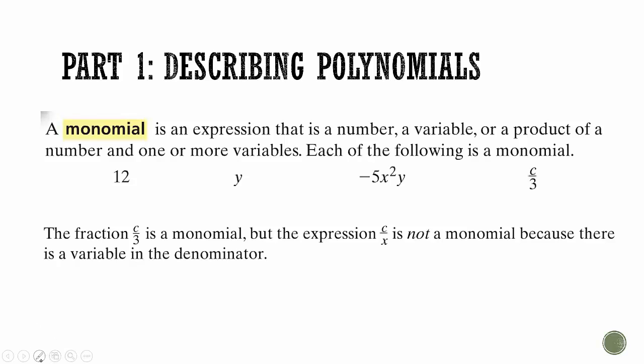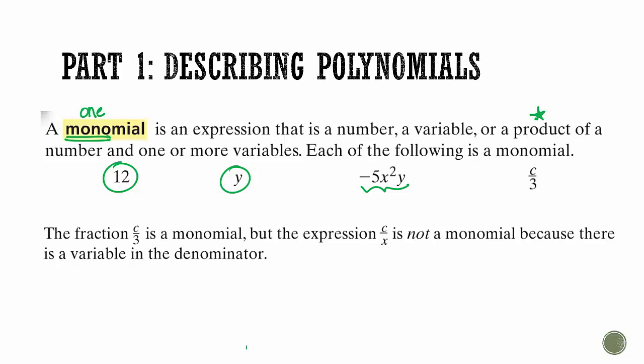number and one or more variables. So mono means one, and a number, a variable, or product of a number and one or more variables means multiplication. So each one of these is a monomial. 12 is just a number, y is a variable, and then negative 5 x squared y are all multiplied together.